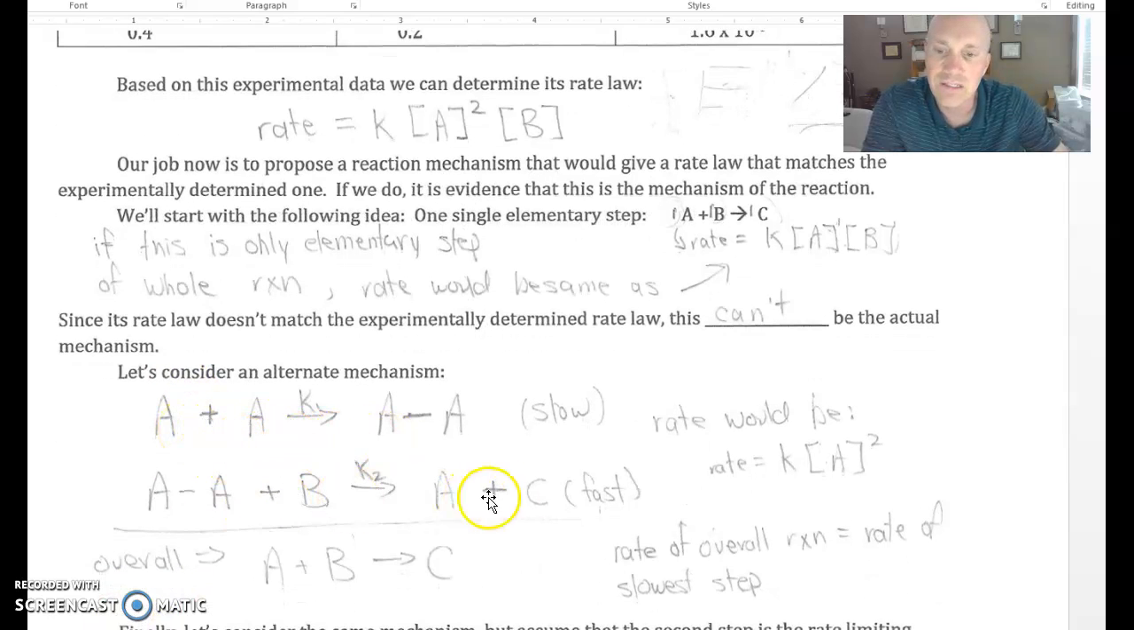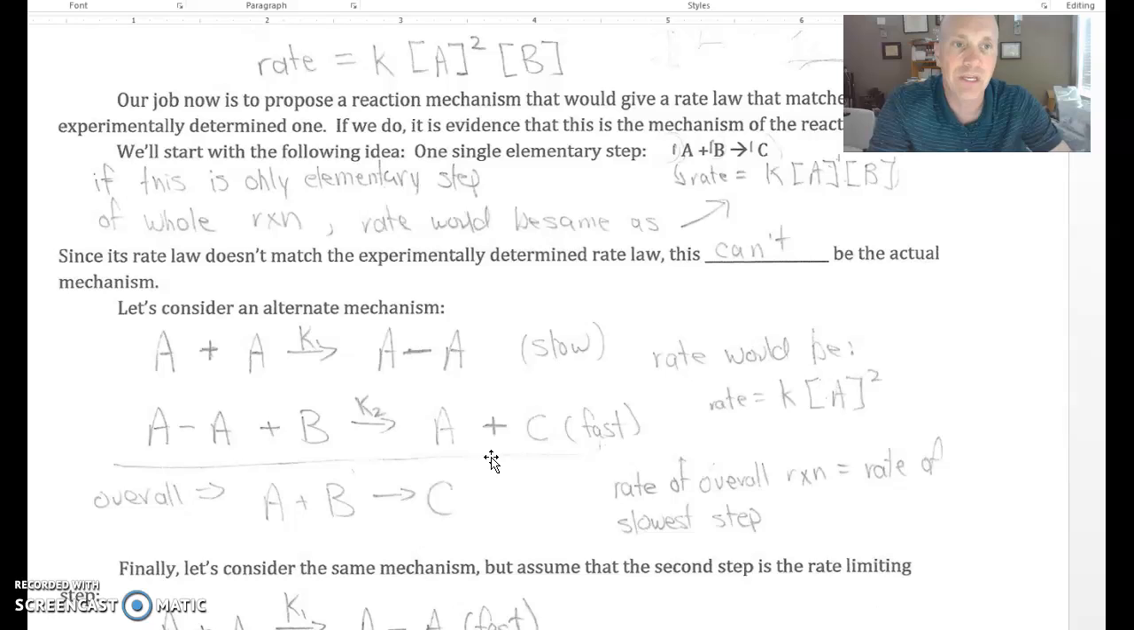Again, we're going to break this down into the two elementary steps where we have that intermediate. And whenever you have two elementary steps, inevitably one step is going to be slower than the other. So in the first case, we're going to assume that the first step is the slow step, and that as soon as that intermediate gets formed, it's relatively quickly going to combine with a B and make A and C. Again, overall, it would have the same balanced reaction.